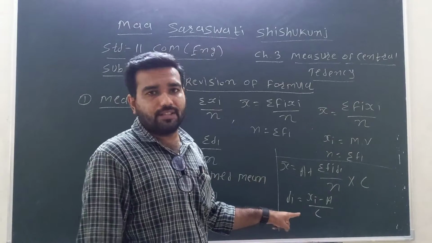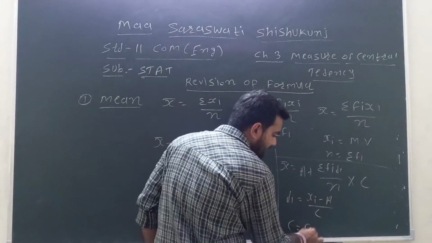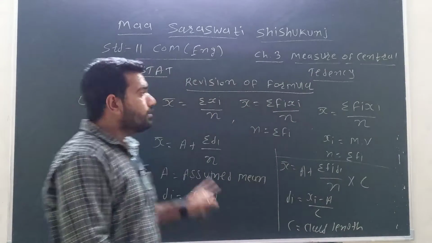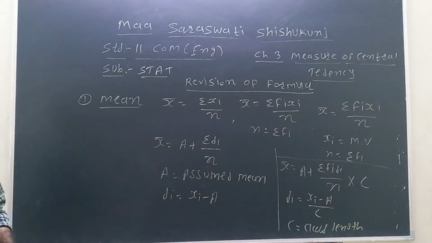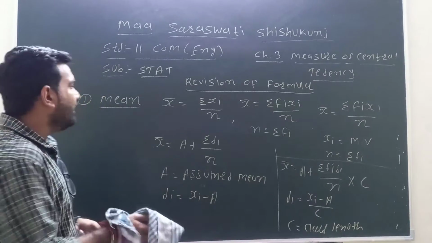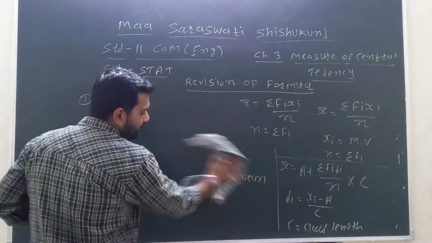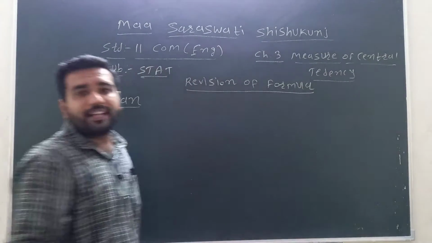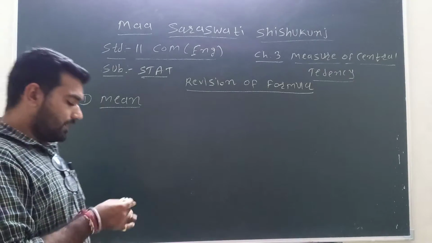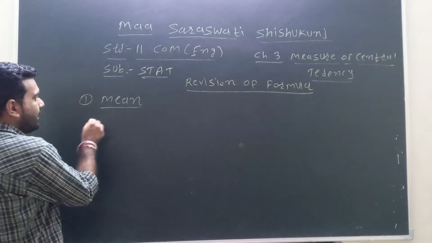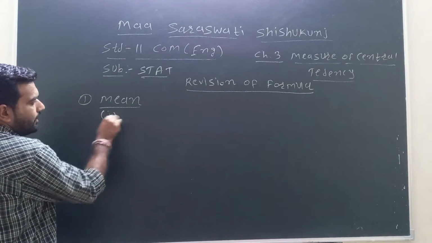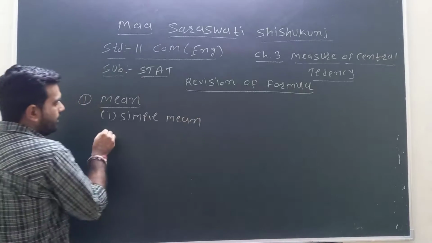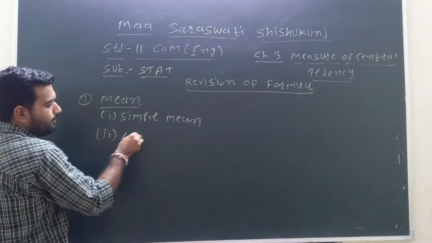Any value we can assume for a. And c is equal to the class length. So these are the formulas of the mean, first the simple mean, which we can also call the arithmetic mean. The simple mean is completed. Next is the combined mean.